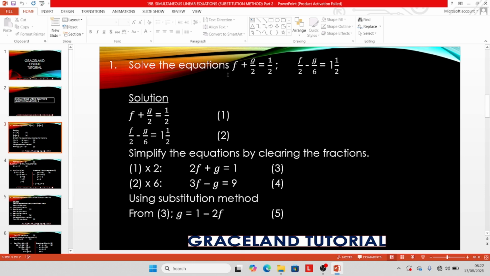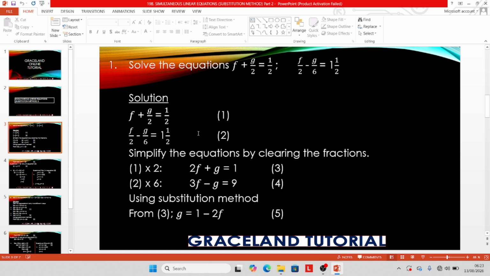Solve the equations f plus g over 2 is equal to 1 over 2 and f over 2 minus g over 6 is equal to one whole number 1 over 2. Now, let's take f plus g over 2 is equal to 1 over 2 as equation 1, and f over 2 minus g over 6 is equal to one whole number 1 over 2 as equation 2.